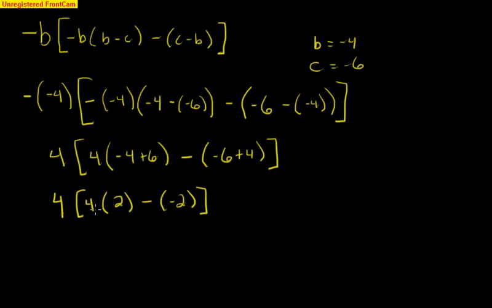Order of operations says I got to do this multiplication before I do this subtraction, which is really going to turn to addition since we're subtracting the opposite. So we rewrite again. 4 times 2 is 8, minus the opposite of 2 is the same as plus 2. So 4 times 10, and that should equal 40.